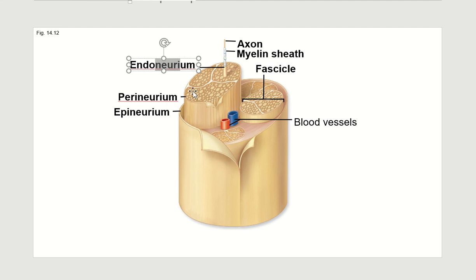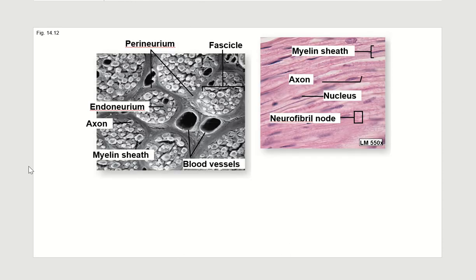We have a bunch of axons in a fascicle, and the fascicle is surrounded by a perineurium. Several fascicles together make up a whole nerve, and that nerve is surrounded by an epineurium. And the perineurium is going to also fill in the spaces between the fascicles and provide space for those blood vessels to run through there, to provide blood for the neurons themselves.